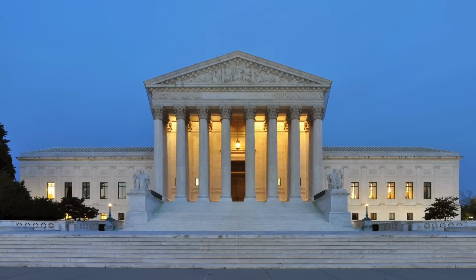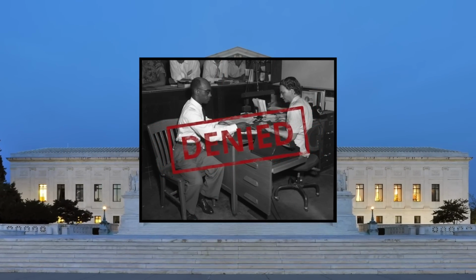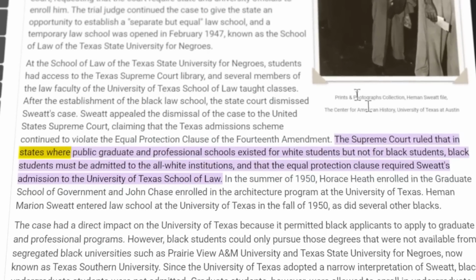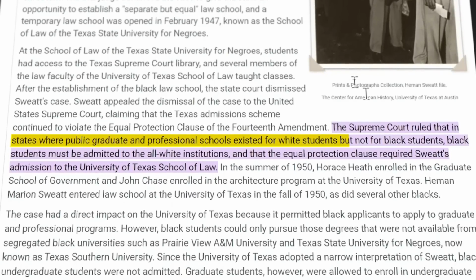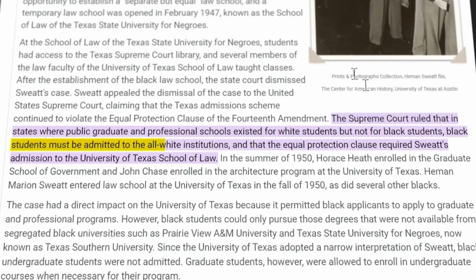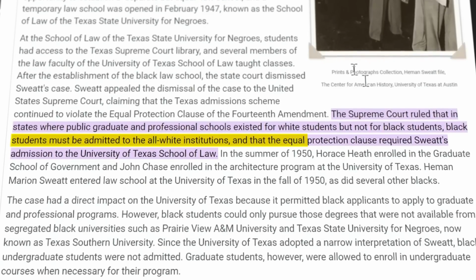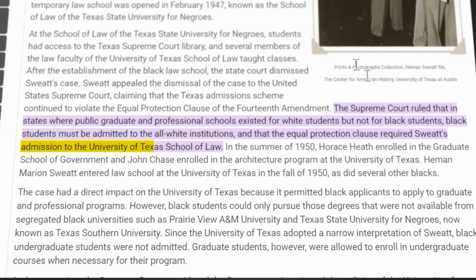So the Supreme Court found that this denial of his admission because he was black violated the 14th Amendment to the Constitution. And the Supreme Court stated this: in states where public, graduate, and professional schools existed for white students but not for black students, black students must be admitted to the all-white institutions, and that the Equal Protection Clause required Sweat's admission to the University of Texas Law School.